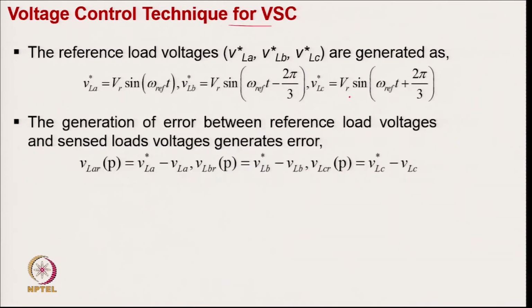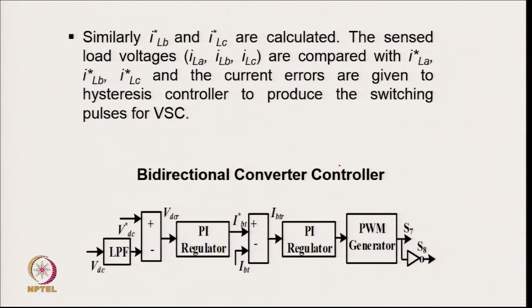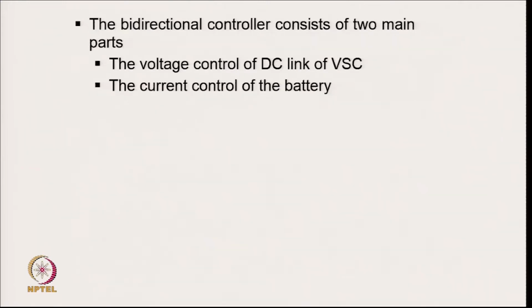So, we have 3 phase reference voltage, we have an error voltage, and that we pass on to calculate the reference load current from this error for all 3 phases, and then we have the current controller calculating. And for bidirectional current control, we have a DC link reference voltage, we have a sensed DC link voltage, and we pass it through a low pass filter so that only the DC component is there. We use the PI controller that gives the battery reference current, we have a sensed battery current, and then with the battery current again we pass on to a PI controller. The output we compare with the PWM signal to generate the gating signal for the 2 devices of the bidirectional buck boost converter.